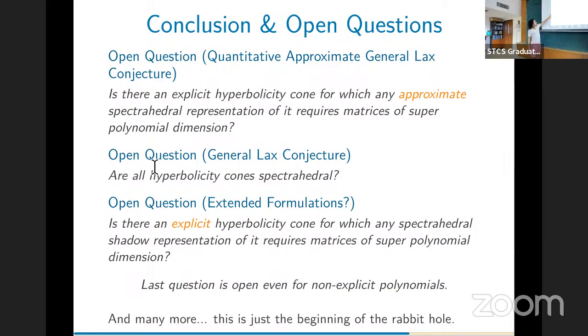And this is the other question as well, but now we can say the same way that Prahlad asked about spectrahedral shadows, we can also ask about computational variants of the spectrahedral shadow. Okay, so you can say, is there an extended hyperbolicity cone for which any spectrahedral shadow representation, now I have allowed projections, of this spectrahedral cone requires super polynomial dimension? Okay, so that's one. And this last question is even open for non-explicit polynomials.